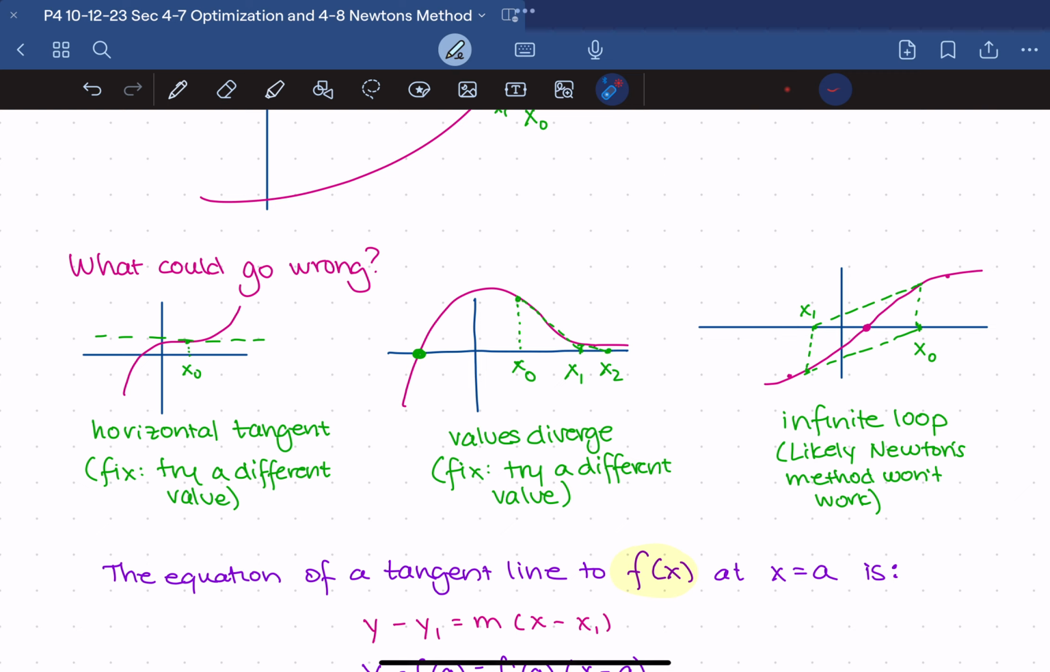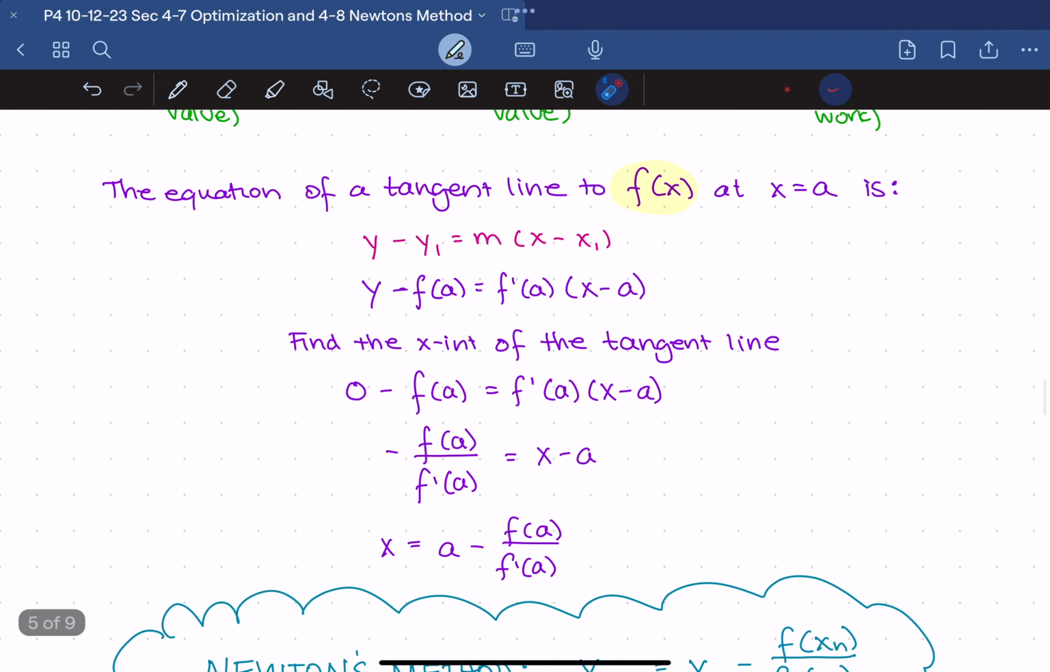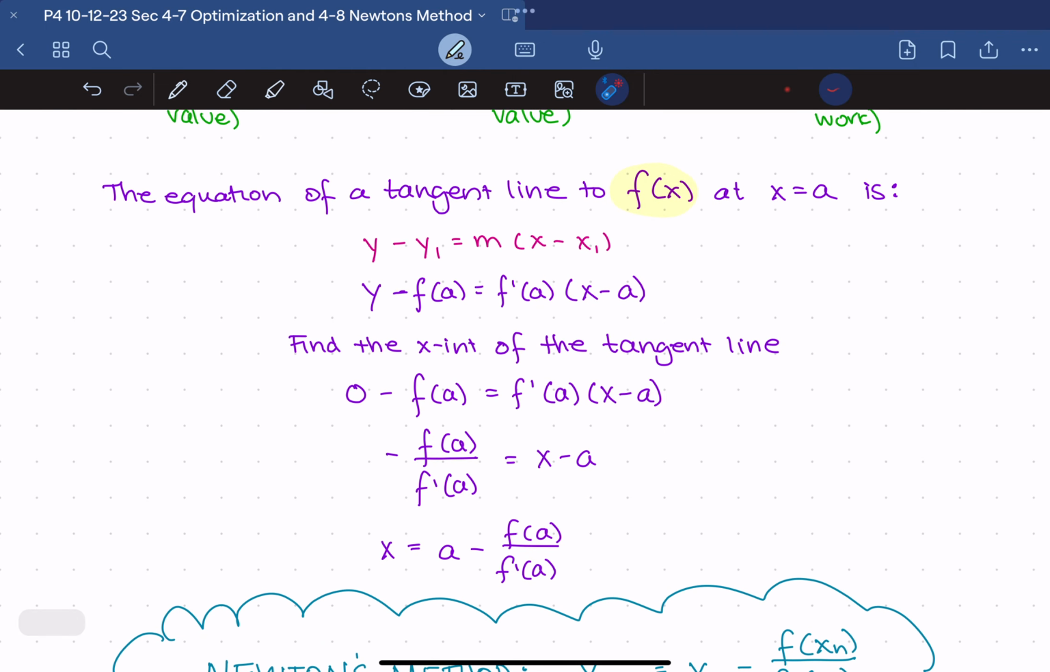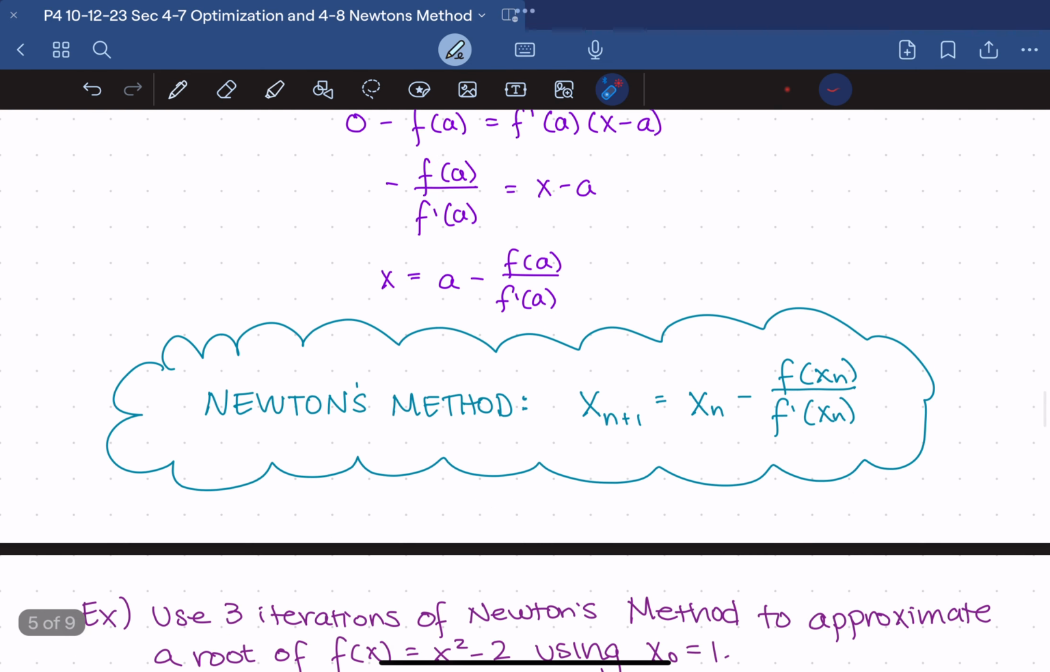Let's see how Newton's method actually works. First of all, if you ever forget it, it's pretty easy to derive. You start with the equation for the tangent line, and then remember that we're trying to find the x-intercept of the tangent line, so we're going to let y equal 0. And then if you just take this equation here and solve for x, you get that. And that's essentially Newton's method. The a's just change and we get this. So the next value of x is using the current values of x like this.